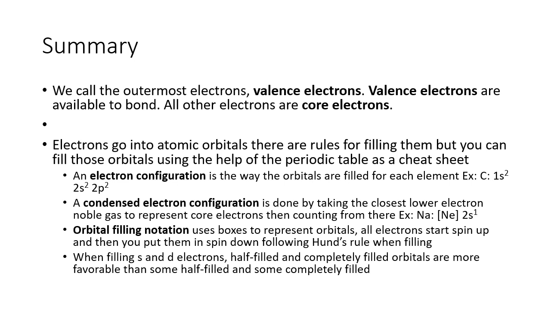Our orbital filling notation uses boxes to represent orbitals. All the electrons start spin up, and then you put them in spin down using Hund's rule for filling the orbital. And finally, when you're filling s and d electrons, half-filled and completely filled orbitals are more favorable than some half-filled and some completely filled, which leads to weird exceptions for the column with copper and the column with chromium.